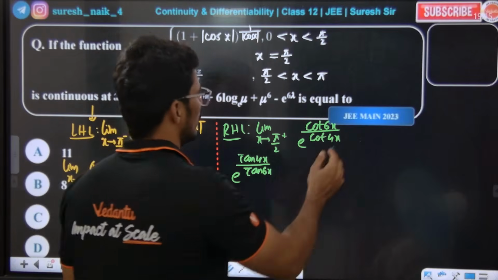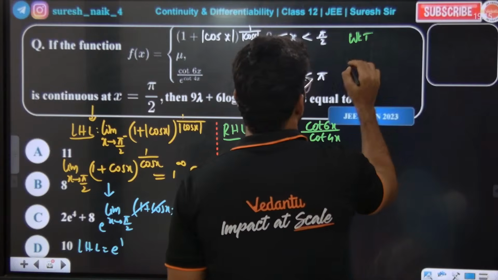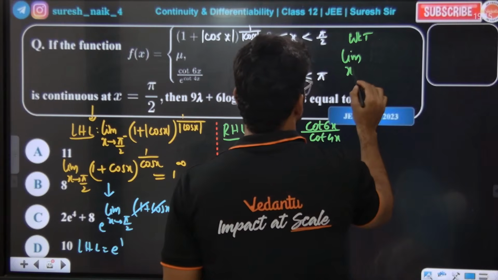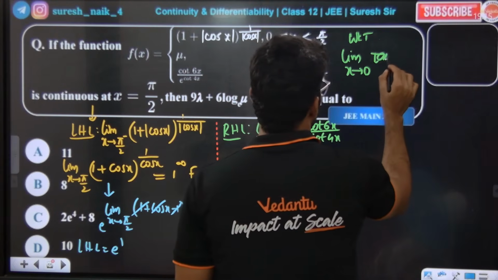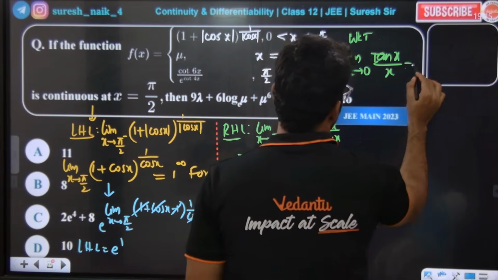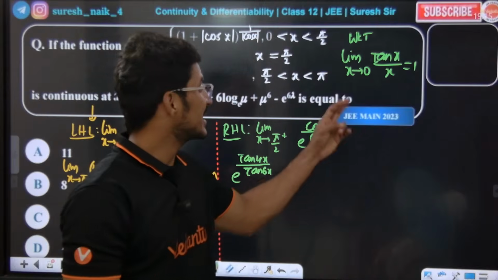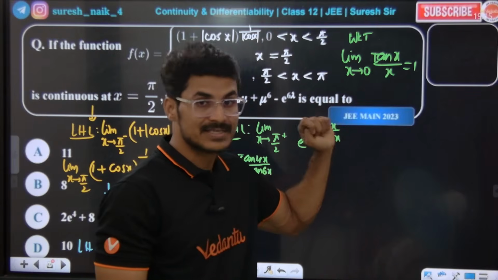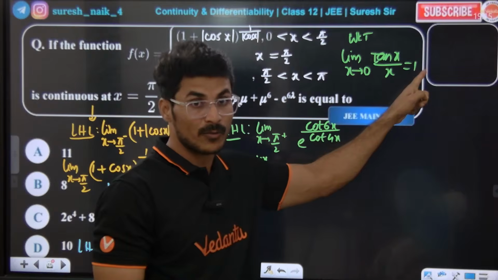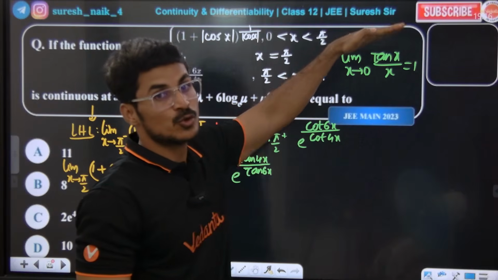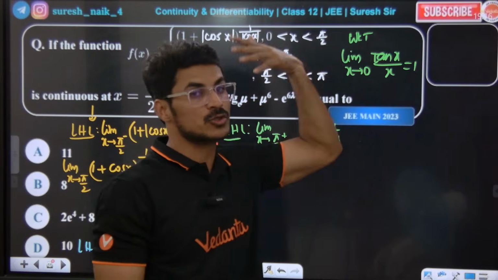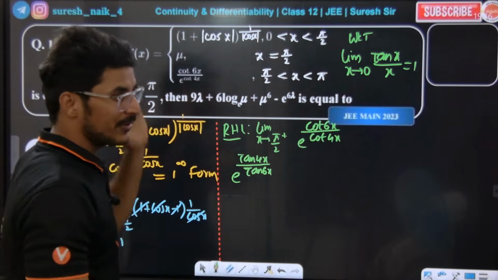Now we know this: limit x tending towards 0 of tan x by x is always 1. So when x is going towards 0, tan x by x is equal to 1. The numerator is going towards 0, and the denominator should also go towards 0. Are you getting the point or not?